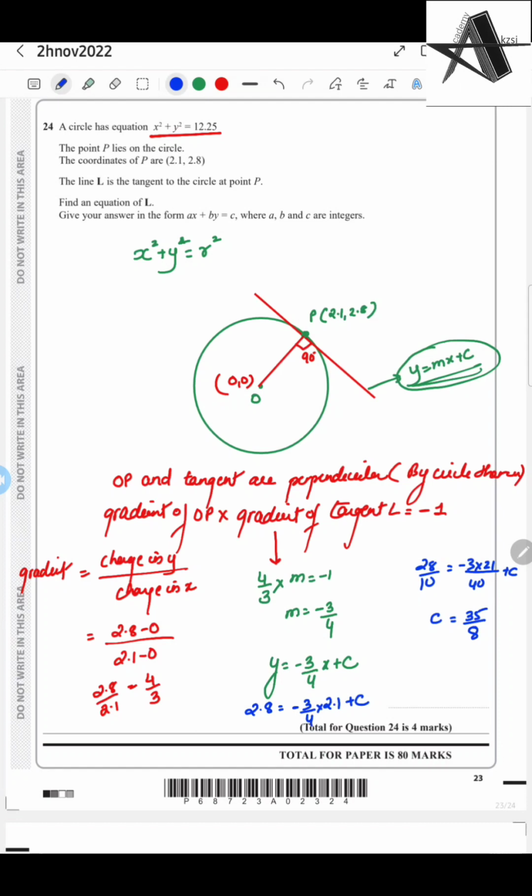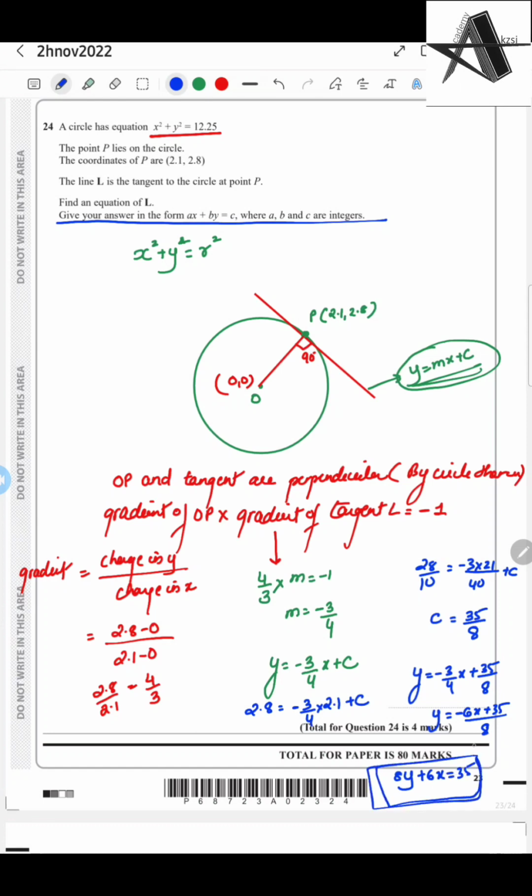If c is 35 over 8, your final equation is y equals negative 3 over 4 x plus 35 over 8. You can either simplify it further or leave your answer like that, but you can clearly see it says to give your answer in the form ax plus by equals c. That means you need to take the LCM, which gives 8y equals negative 6x plus 35, or 8y plus 6x equals 35. This is our final answer.